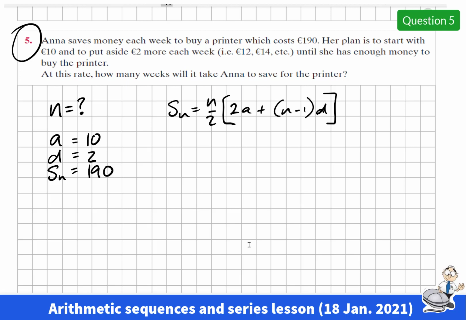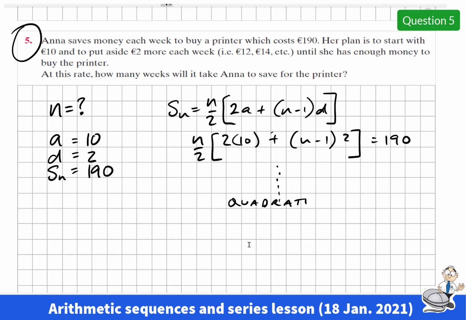This is exactly like the quadratic that we had a second ago. So you're going to end up with n over 2 times 2a plus n minus 1 d. I put in my numbers here: n over 2 times 2 times 10 plus n minus 1 times 2 is equal to 190. Again, you're going to do exactly like before. You're going to get a quadratic and 2 answers, one negative and one positive, and then you say what your solution is.